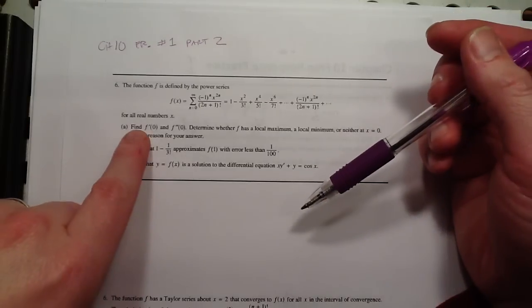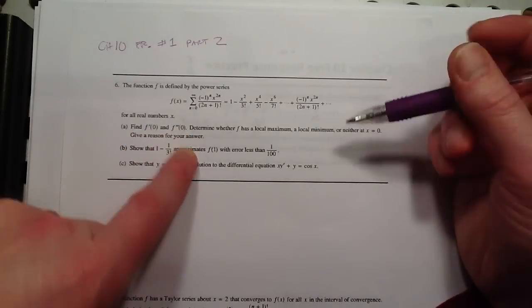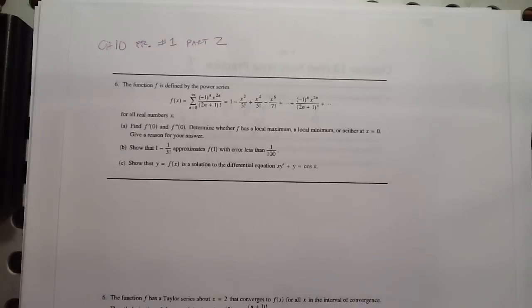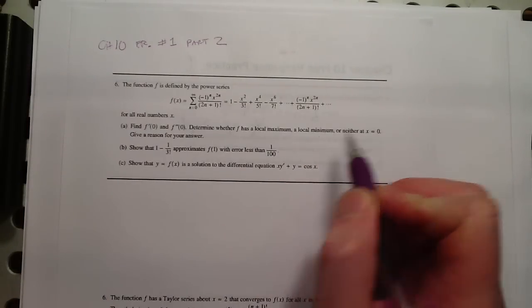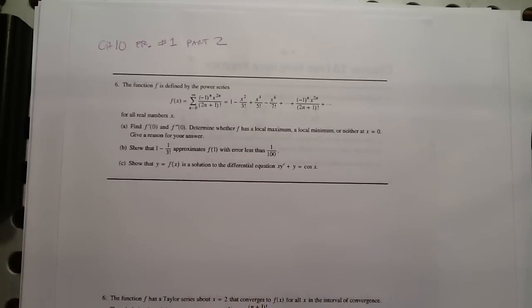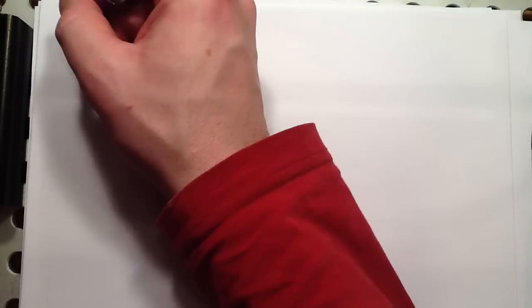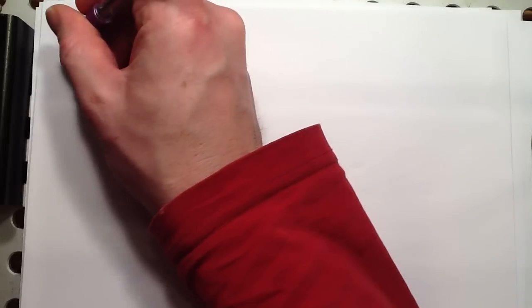They want us to find f prime of 0 and f double prime of 0, and then determine whether f has a local maximum, minimum, or neither at x equals 0, and give a reason for our answer. So first, I think we better find the derivatives.